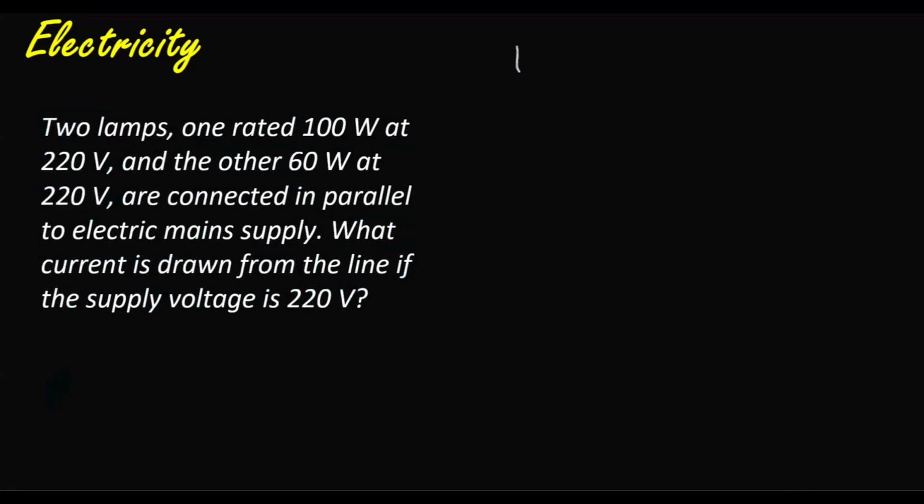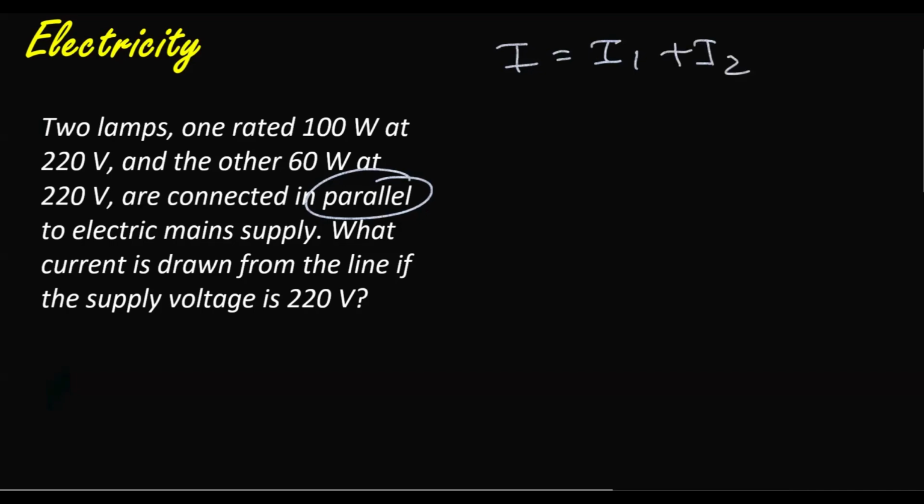So we know that the devices here are connected in parallel, and the total current will be equal to I1 plus I2 here. Now what we are going to do is apply the relation P is equal to VI and obtain I1 and I2 and then place them here to get the total current.